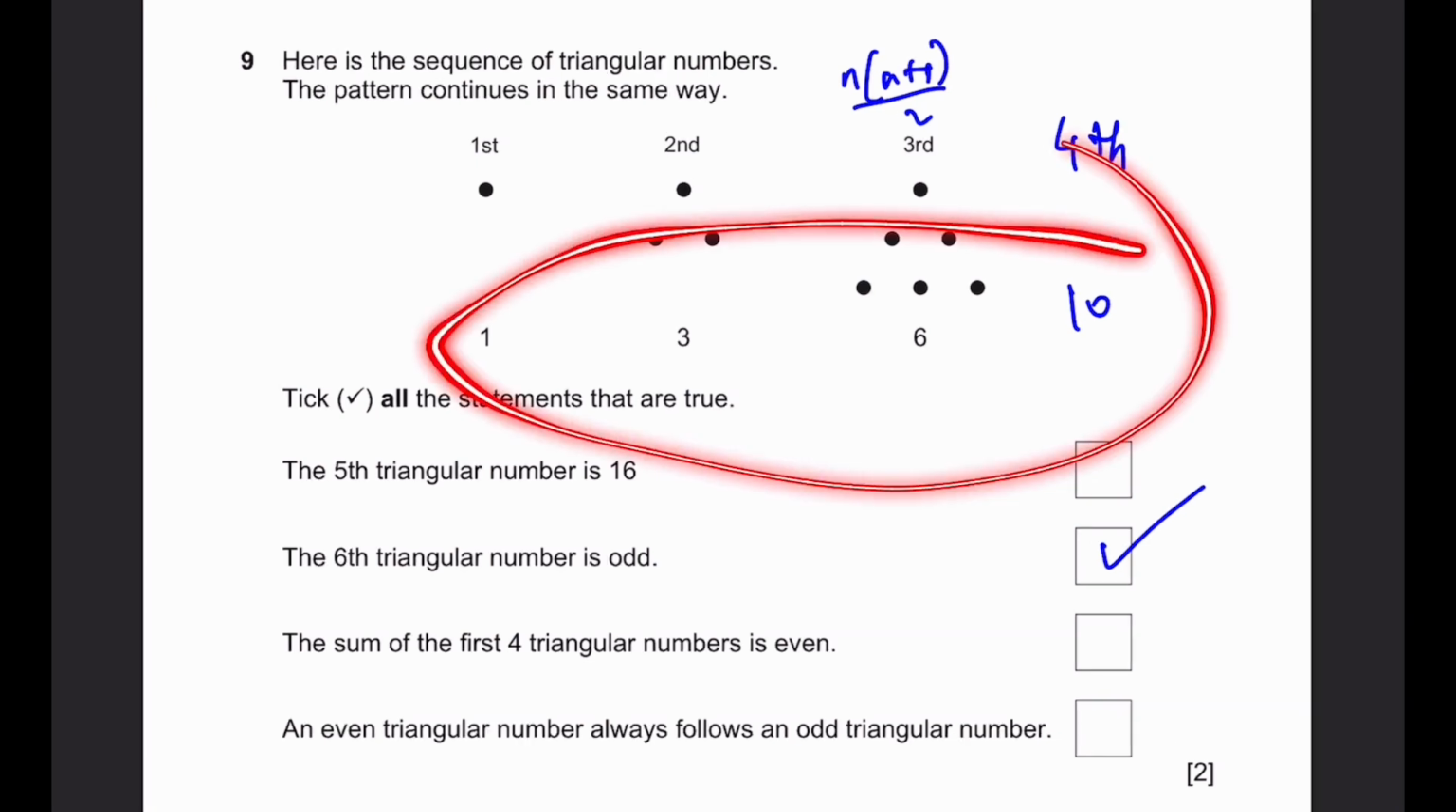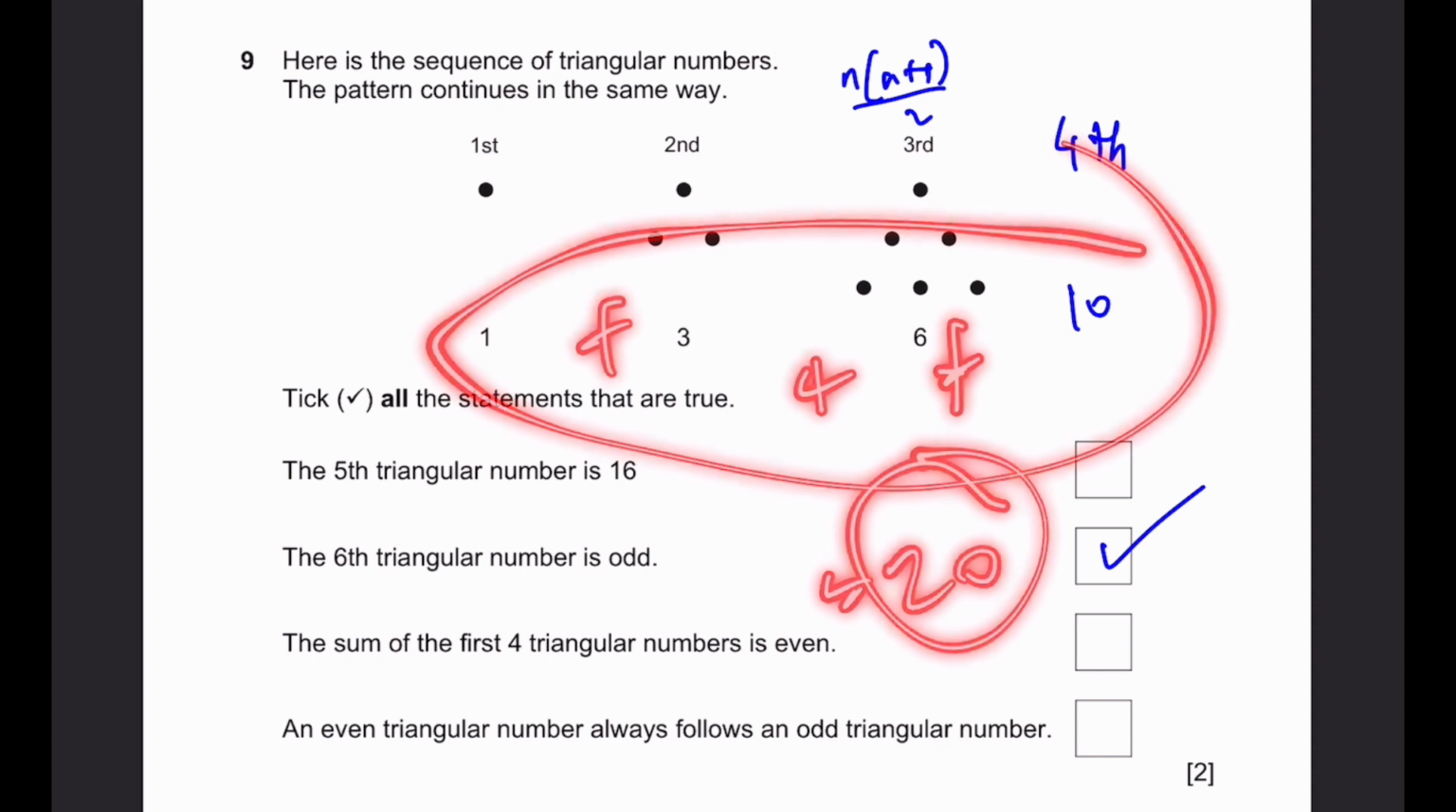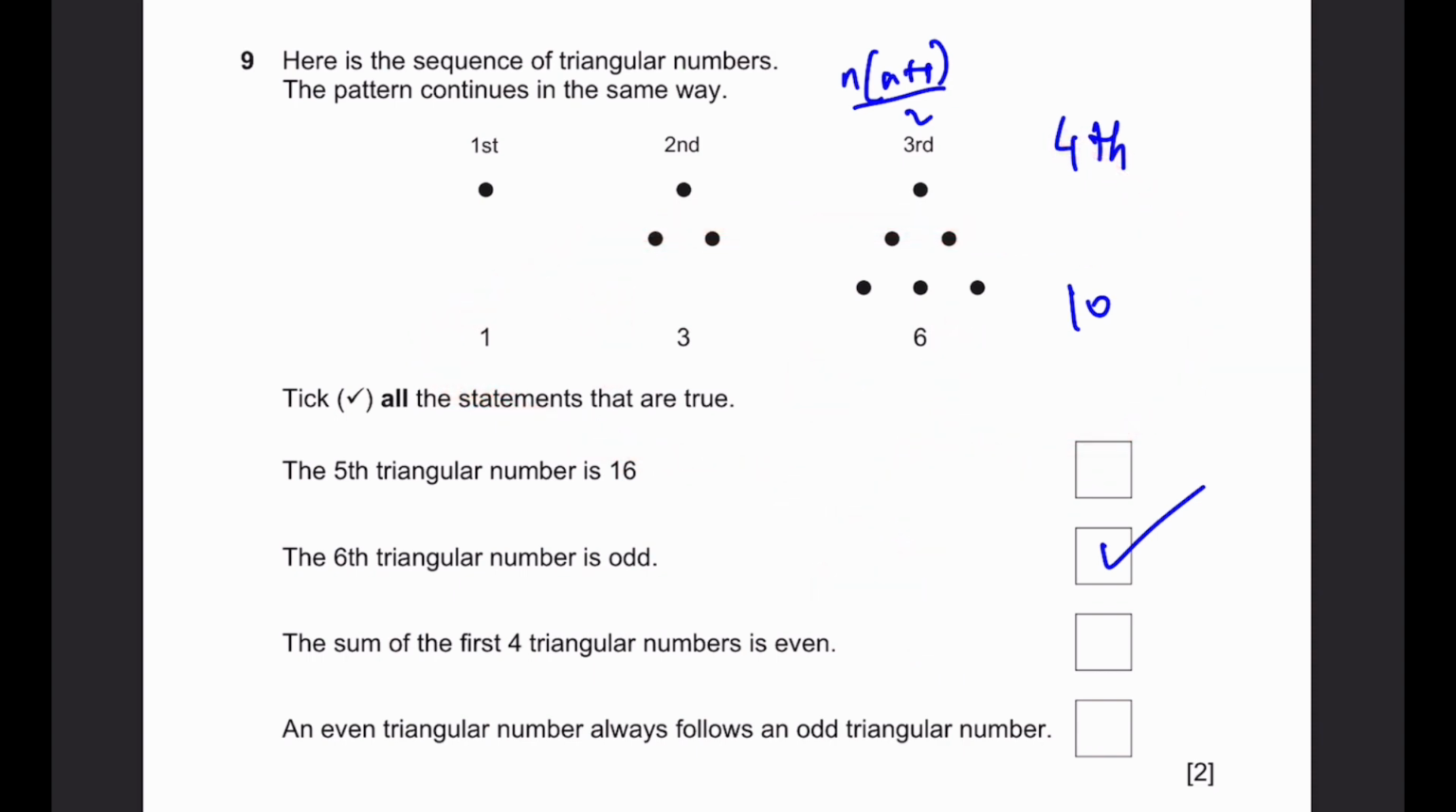And when we add these, we will get 20, which is an even number. And that means this is true. And now for the fourth one, an even triangular number always follows an odd triangular number.